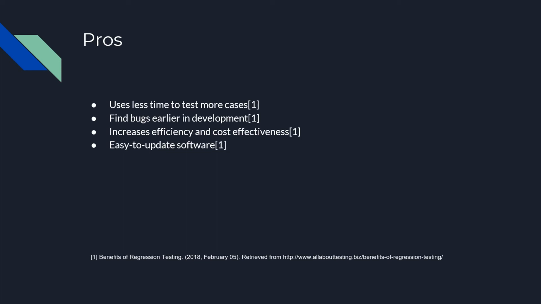human interaction. The last pro that is associated with regression testing is that it's easy to update software. Regression testing helps to test the technology and keep it up to date. Also, it allows long-lasting and effective solutions to keep the software in proper usage.